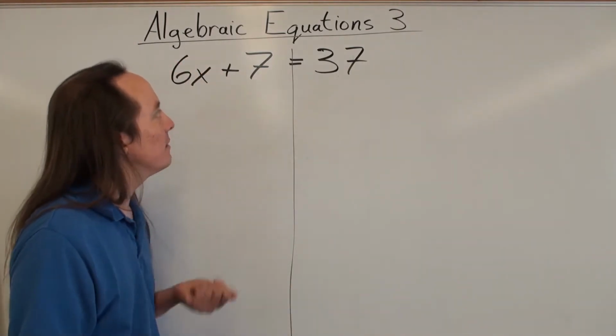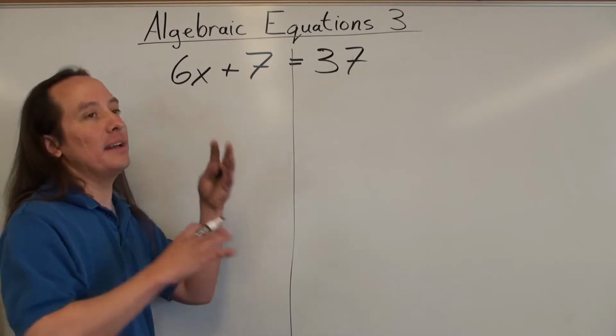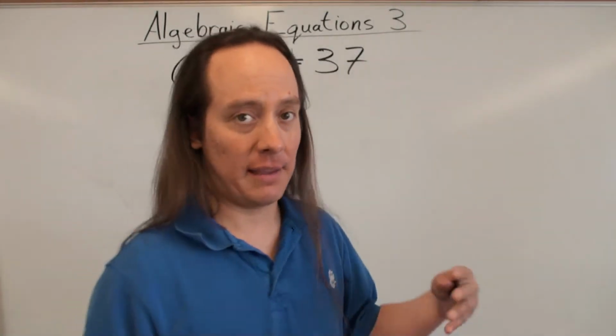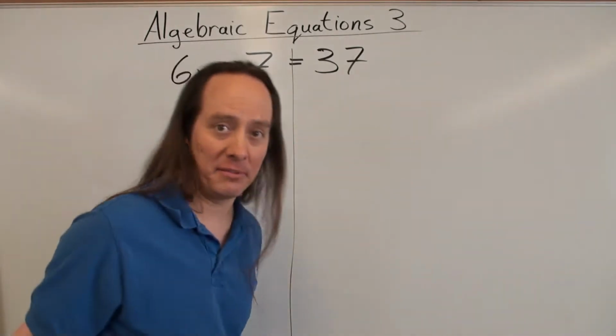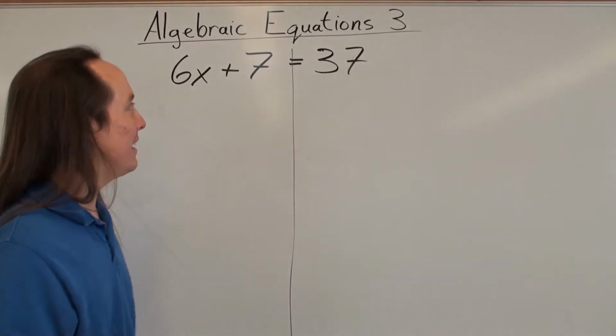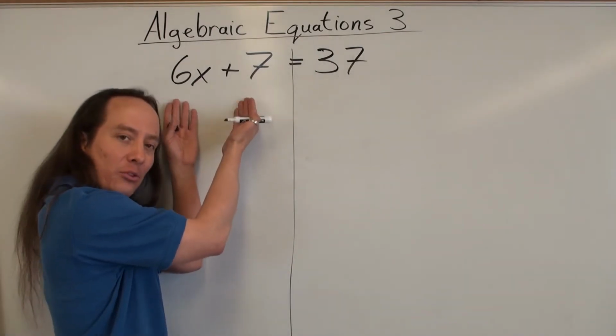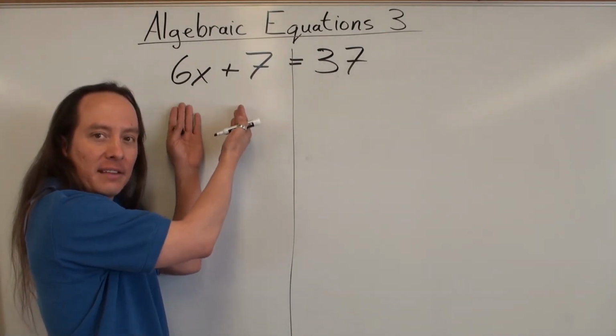Now, is the left side simplified as much as it can be? And I should ask the same question about the right side. Is the right side simplified as much as it can be? And the answer is yes. Here on the left side, I have 2 terms, but these 2 terms are different. I have a 6x and a 7.